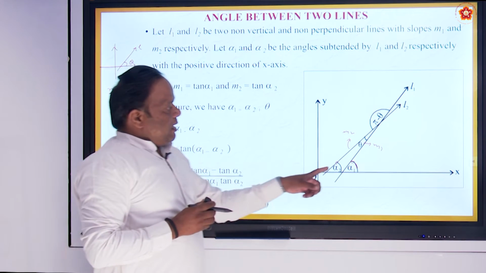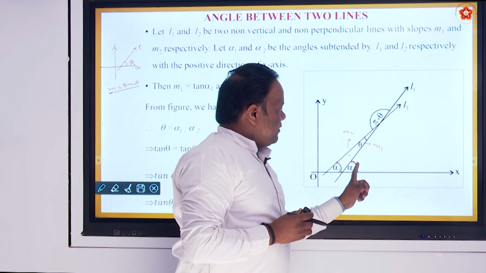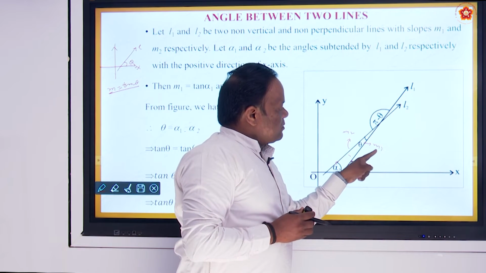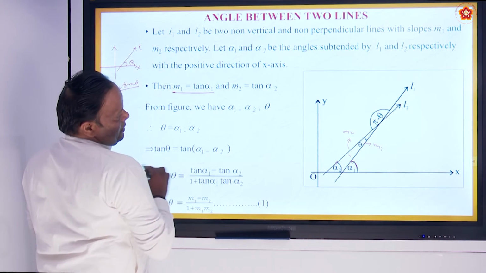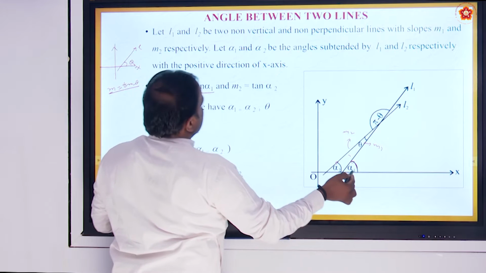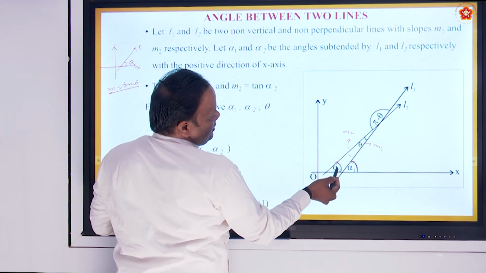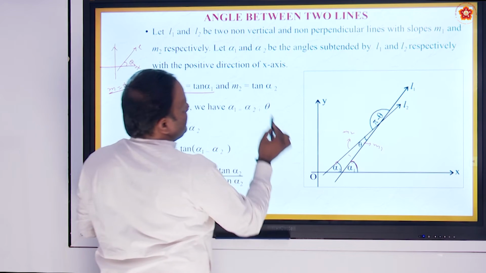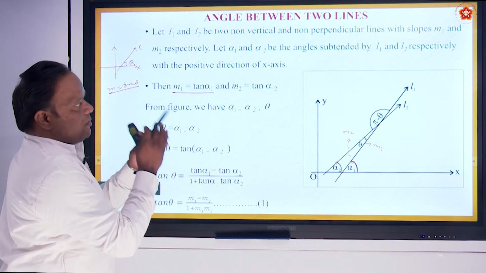Similarly, line L1 is inclined at an angle of alpha 1 with the positive direction of the x-axis, and L1 slope is m1. Therefore m1 equal to tan alpha 1. So the slope is m1 equal to tan alpha 1, and the slope of L2, m2, is nothing but tan alpha 2. There are two slopes, m1 and m2, because two lines are given.